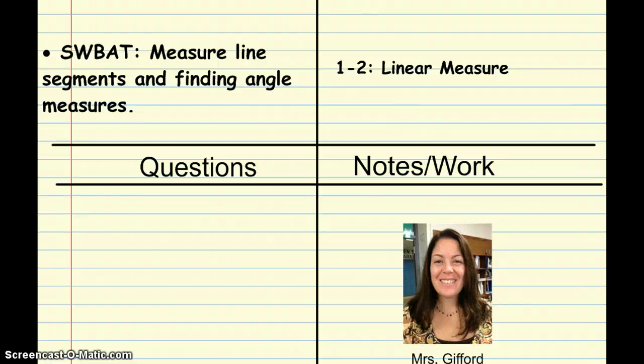Hey students, it's Mrs. Gifford here, and today we're going to talk about linear measure. Today, specifically after this lesson, you will be able to measure line segments and find angle measures. So let's move on.